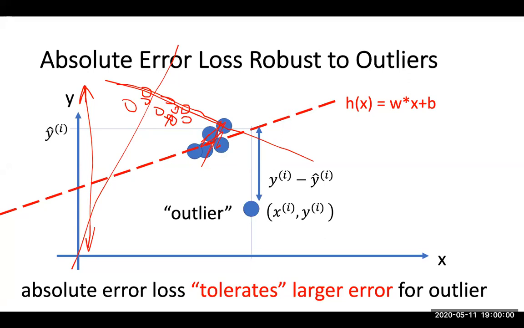Yeah, another comment, when should we decide if a data point is an outlier or not? This depends heavily on the application. There is no general rule for that. I'm sorry.